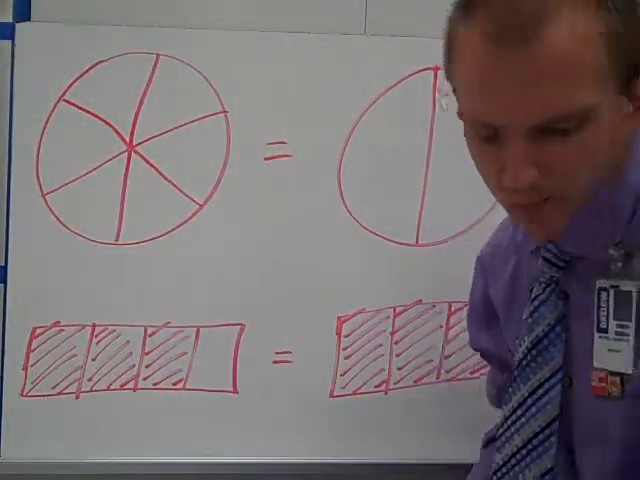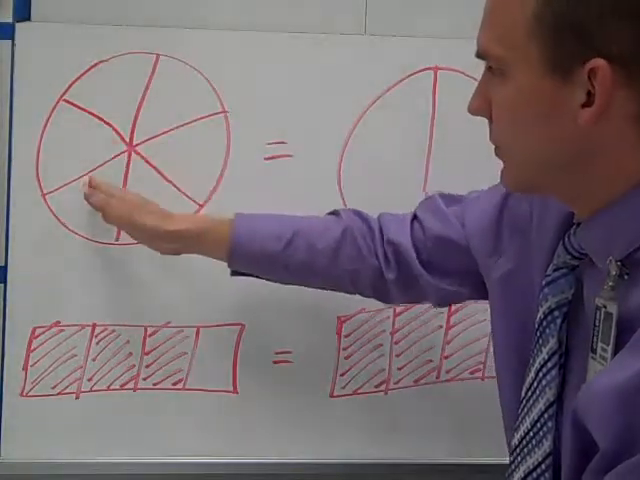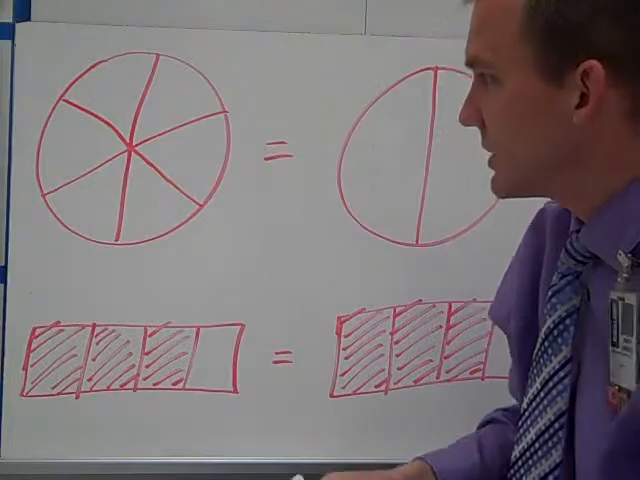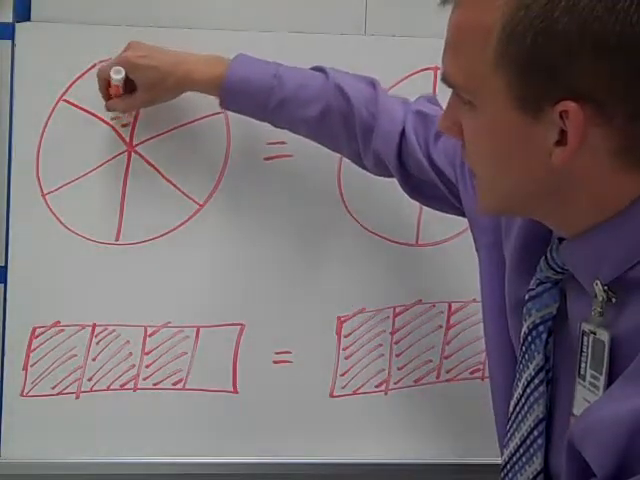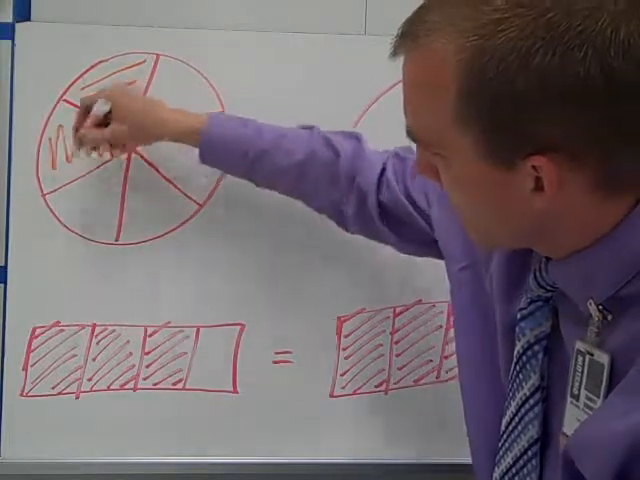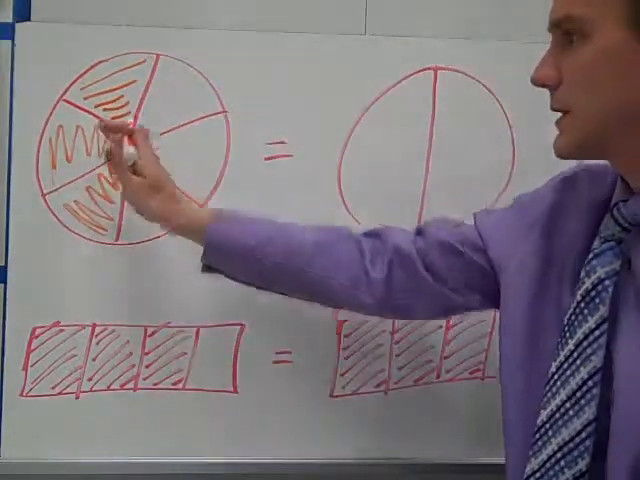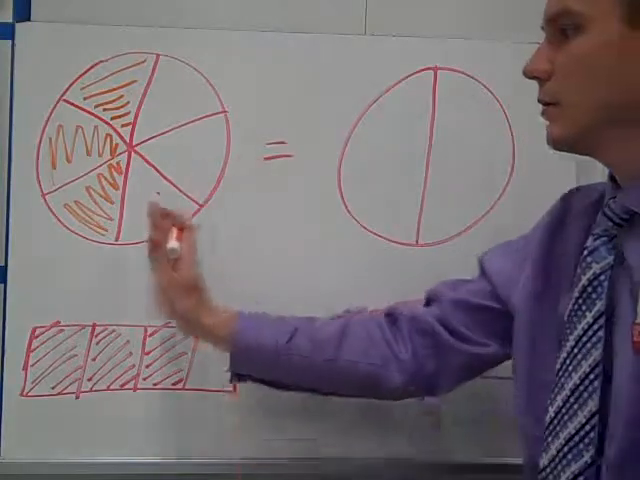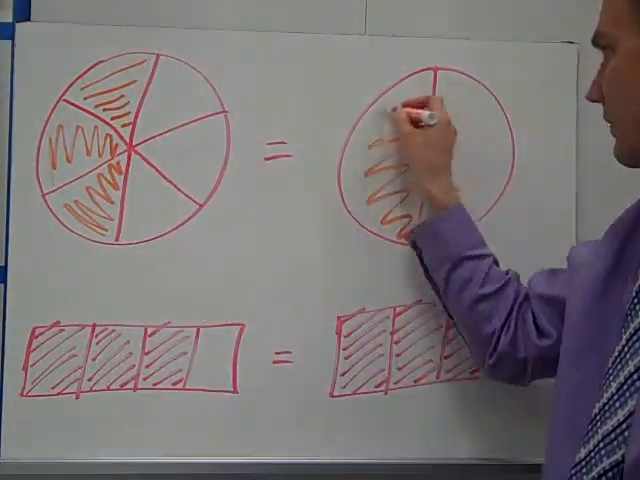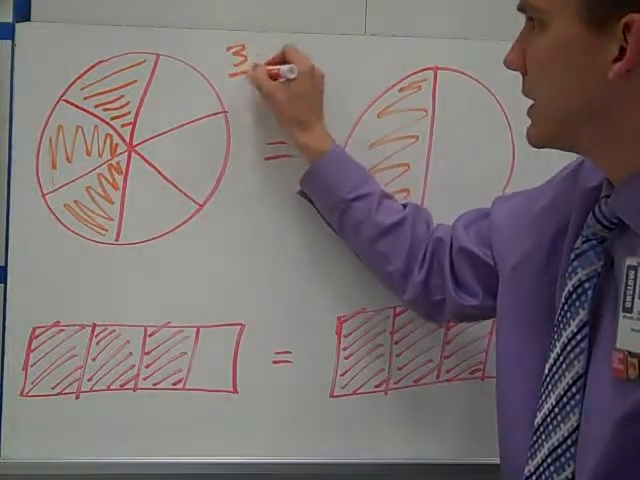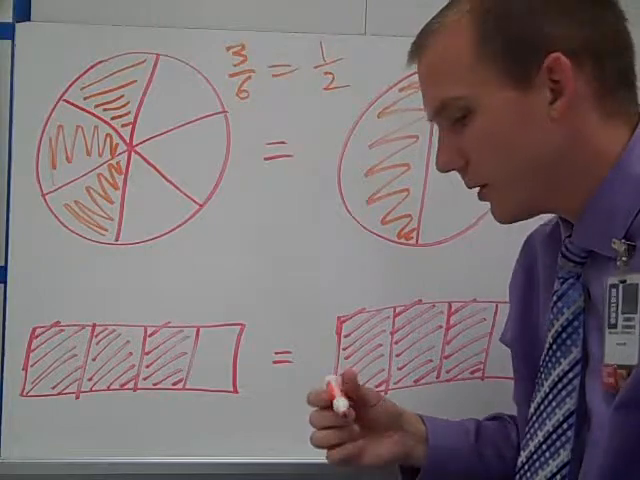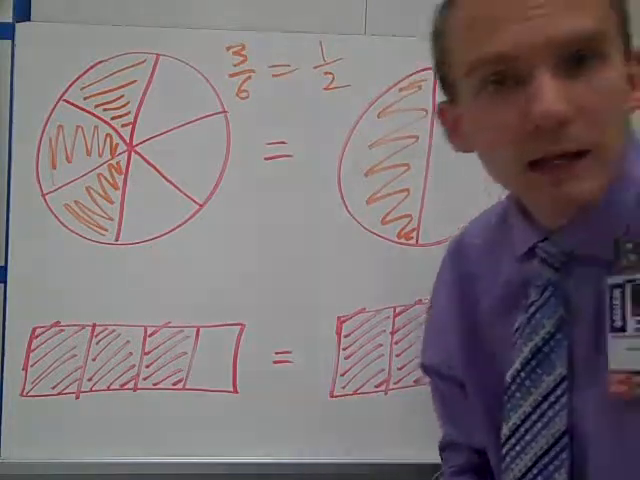Let's take a look at this one. We have sixths, 1, 2, 3, 4, 5, 6, and halves, but our circles are equal. So if I shaded in 3/6 here, 3/6, and now how much? Well, I see that line right up the middle. It's exactly 1/2. So 3/6 equals 1/2. Great. Now let's take a look at this one.